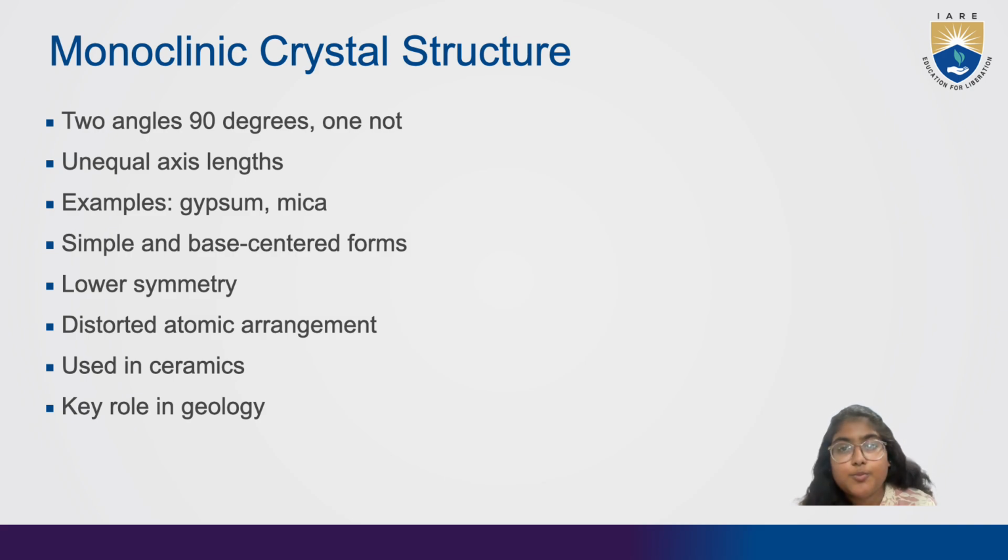There are two types of monoclinic units: simple, also known as primitive, and base centered. The low symmetry in the system leads to a more distorted atomic arrangement compared to the higher symmetry systems we've discussed. Monoclinic materials are used in ceramics and play a key role in geology, particularly in the formation and properties of various rocks and minerals.